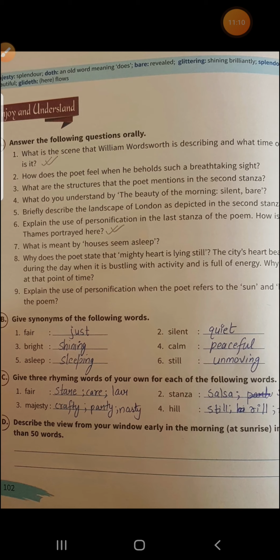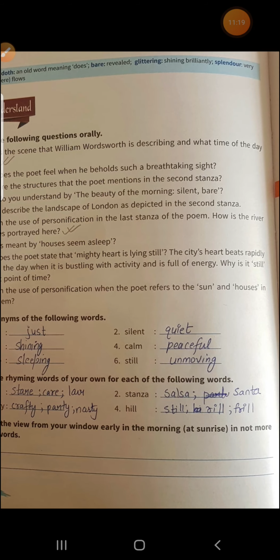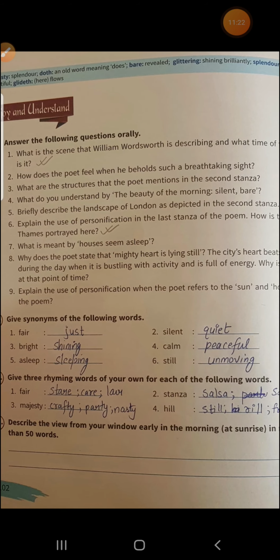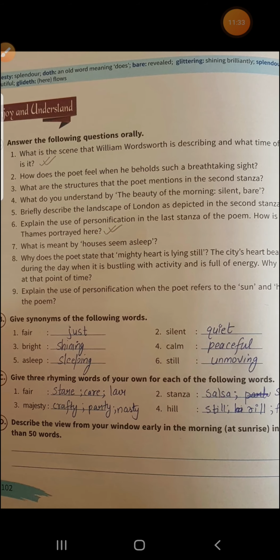Then C is very easy. You just have to find the rhyming words. Fair, rhyming words of fair are stare, care, lair, all these. Then second is stanza. Stanza is salsa, Santa. Then third is majesty, crafty, party, nasty. All these are rhyming words. Then last is hill. Hill is still, rill, frill. All these are rhyming words of these.